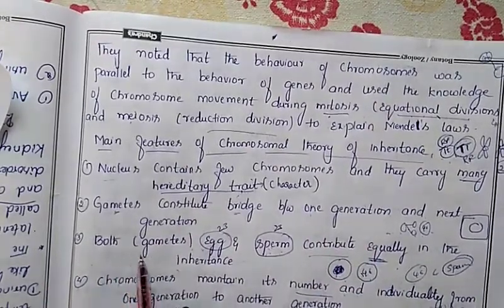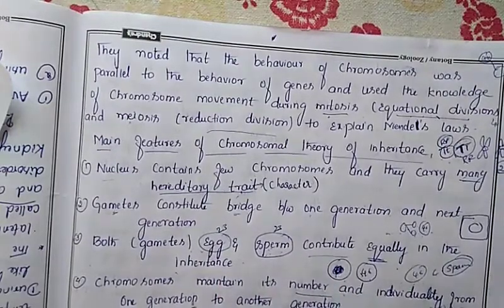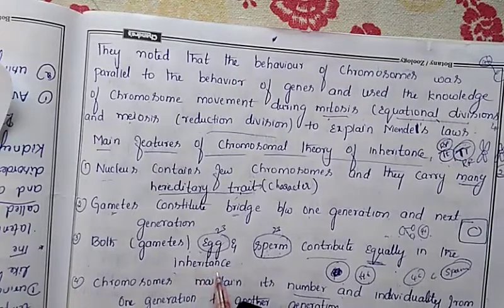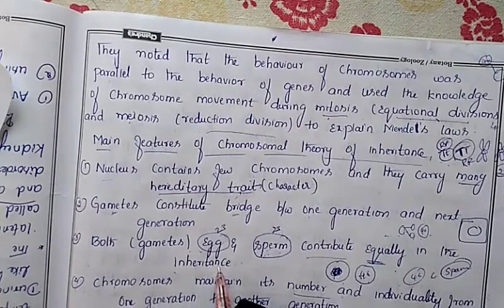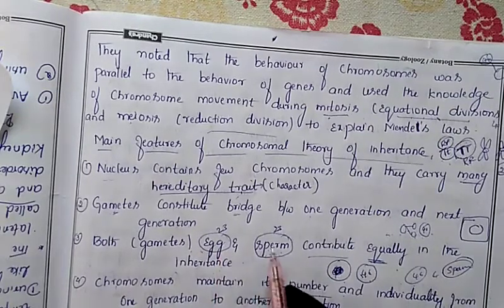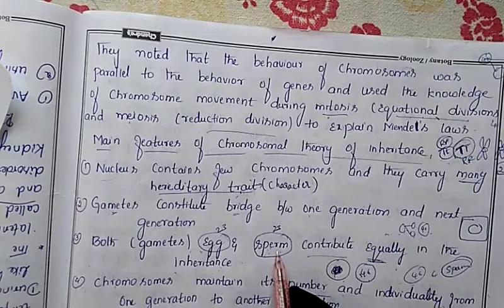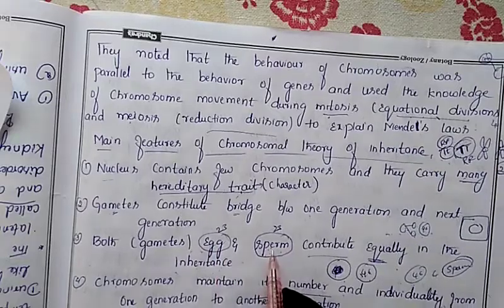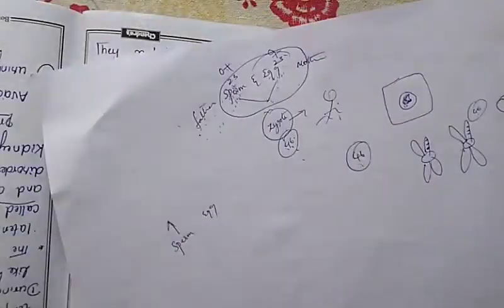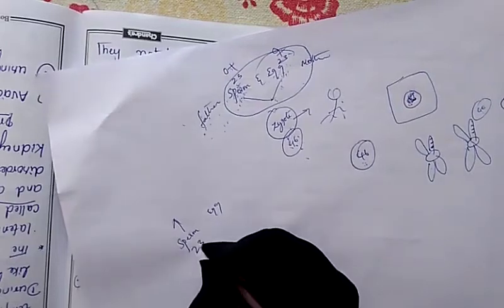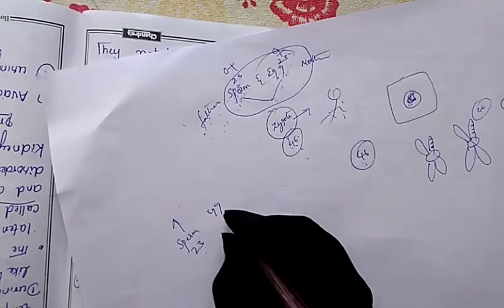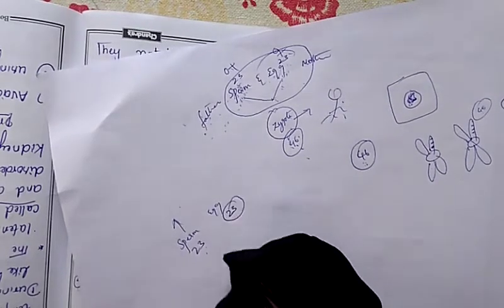Next, they say both gametes, egg and sperm, contribute equally in the inheritance. Inheritance means transfer of characters from one generation to the other. If the characters are to be transferred, the egg participates equally and the sperm participates equally. No one is more and no one is less. As much as the egg contributes, the sperm also contributes. The sperm contributes 23 chromosomes, and these 23 chromosomes carry the characters of the father. In the same manner, the egg also contributes the same number of chromosomes.